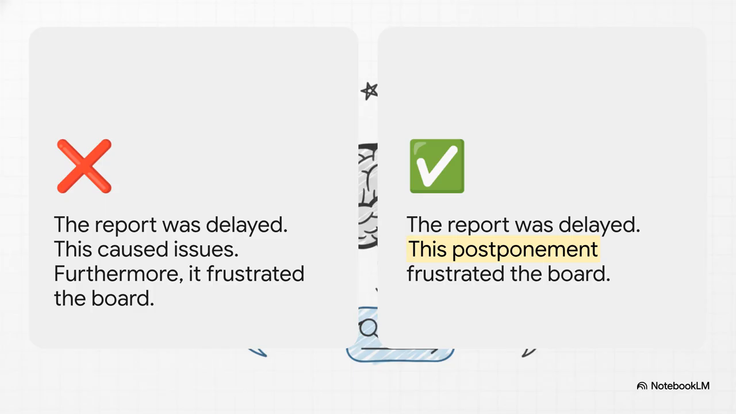We absolutely have to address this frequent C1 level trap. Listen to this clunky, overly explicit first attempt. The committee delayed the report. This caused issues. Furthermore, it frustrated the board. Ouch. That's a classic overuse of explicit connectors, mixed with some highly ambiguous pronoun reference. Like, what exactly do this or it even refer to?